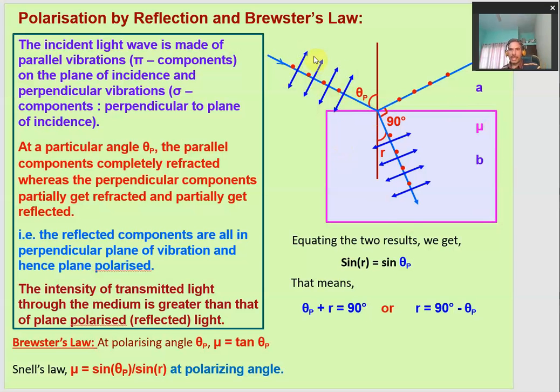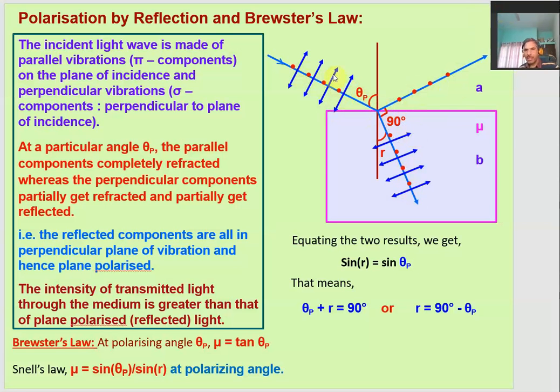Because it is unpolarized light, it has components of light in all planes. So for simplicity we are taking two planes, one which is at some angle to the surface and the other which is represented by these dots. These represent the variation in the electric field vector in a direction perpendicular to the plane of this paper, right? So they will always remain parallel to the surface. After incidence on the surface, these components which are parallel to the surface are reflected back, right? And the other components are refracted into the second medium.